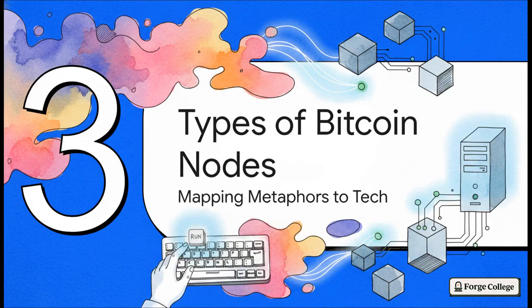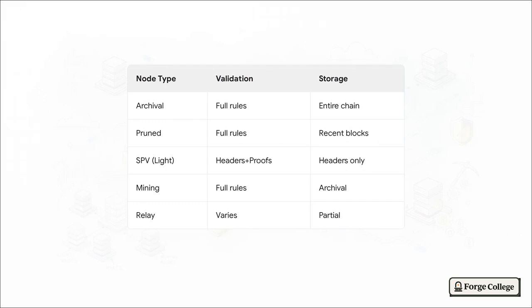All right, Part 3, types of Bitcoin nodes. Time to map these metaphors directly onto the actual tech. When you actually fire up a computer to participate, you have to decide what kind of software you're going to run. Notice how the network breaks down along 2 major axes here. Validation depth, meaning how strictly they enforce the rules, and storage scope, meaning how much data they actually save.